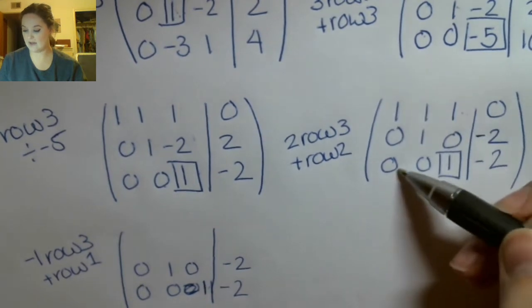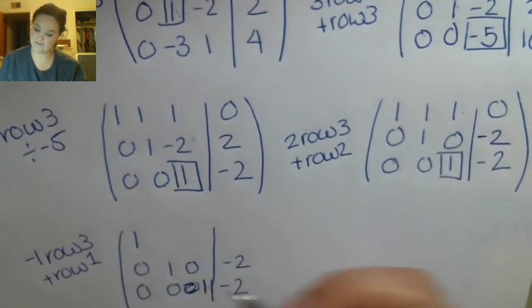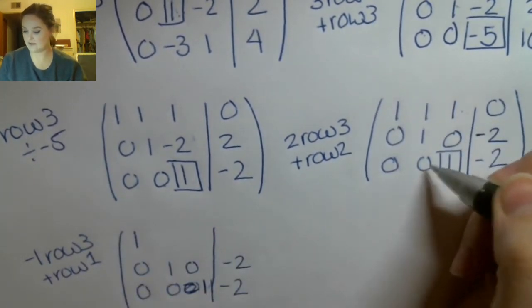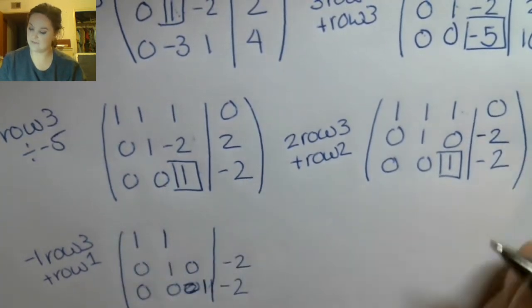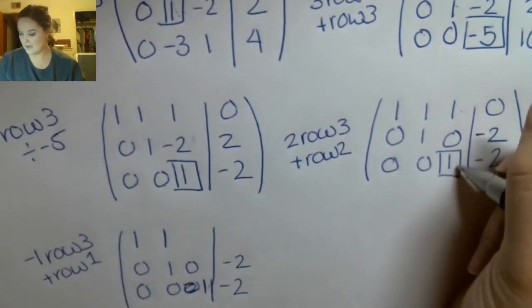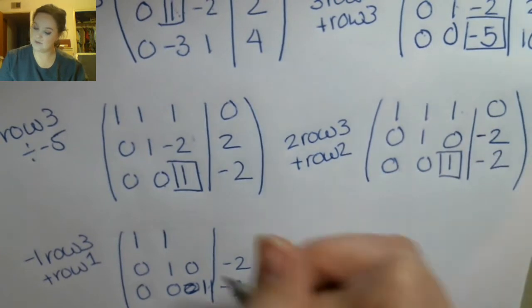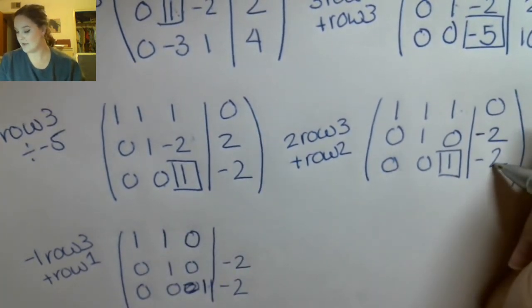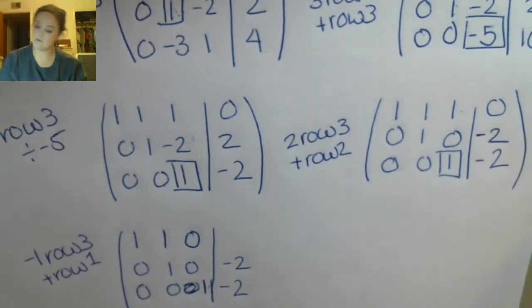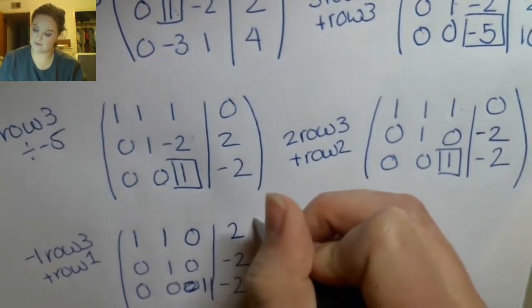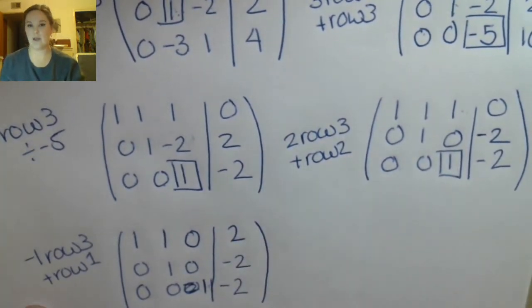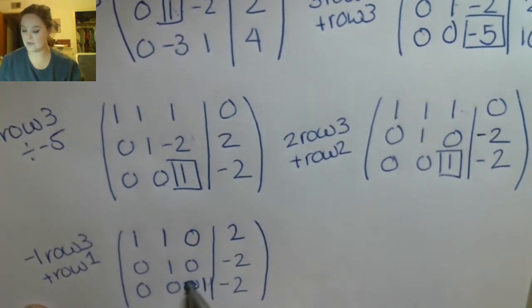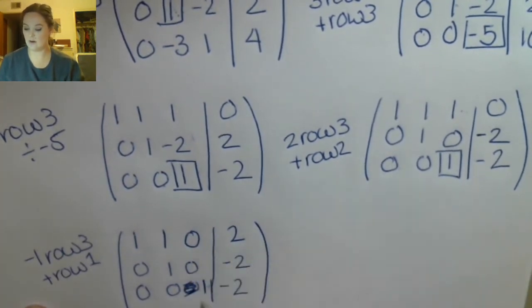So 0 times negative 1 is 0, plus 1 is 1. 0 times negative 1 is 0, plus 1 is 1. 1 times negative 1 is negative 1, plus 1 is 0, which is what we wanted. Negative 1 times negative 2 is positive 2, plus 0 is positive 2. So now we're completely done with this column. We have 1 and 0 above it.